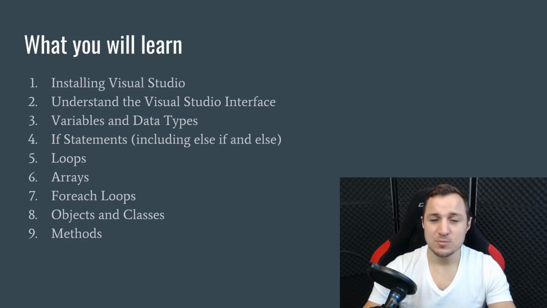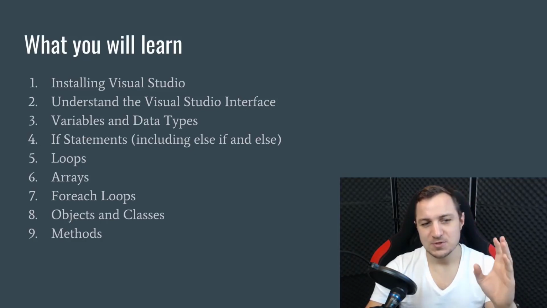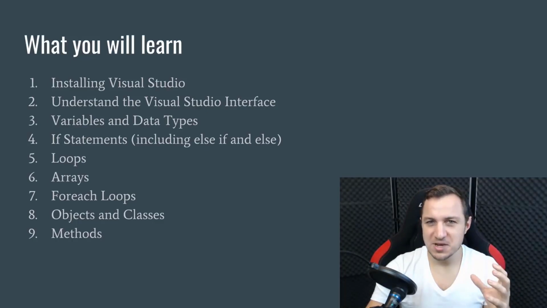We're going to go into variables and data types. You are going to see what if statements are, which we pretty much need to do something if a specific condition is met, and do something else if another condition is met, or something completely else if none of the conditions are met. Then loops, arrays, for each loops, objects and classes and methods. So you see plenty of names and things that might not make sense to you. No worries, we're going to go into every single one of them in detail, in depth. I don't want to go into too much detail now because we're going to cover it throughout the video anyways. So let's dive right into installing Visual Studio.